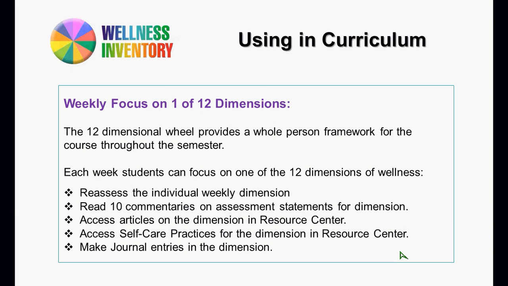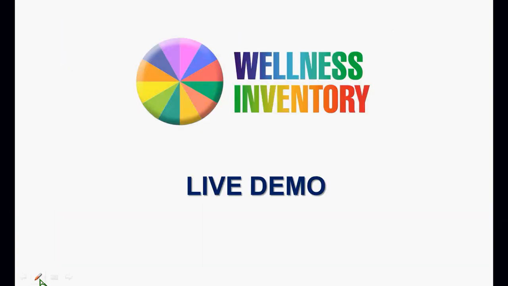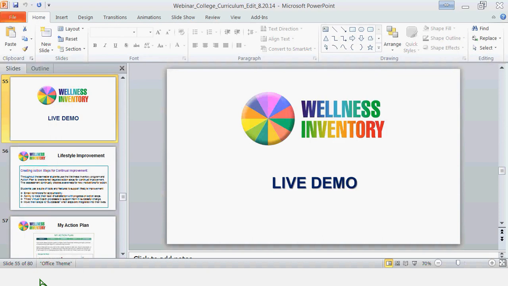There's a commentary for each of the 10 statements in that dimension in the Self-Study Center that they can read, which I'll show you in a moment. And that's a great way to deepen awareness around that particular dimension to really make it your own. They also can access articles on that dimension in the Resource Center, as well as self-care practices for that dimension. So you can assign for them to select a couple of self-care practices to do that week in that particular dimension. And then finally, they can make journal entries in that dimension. So let's go back and do a live demo here.